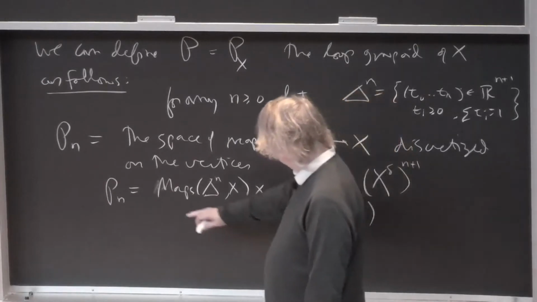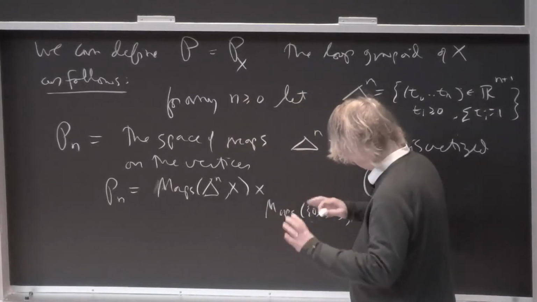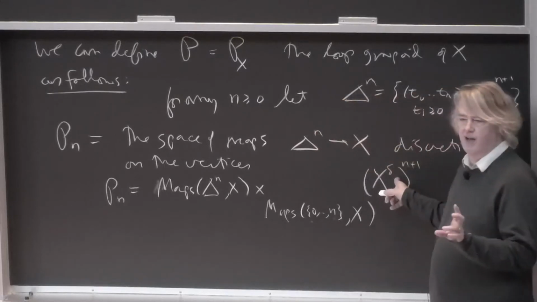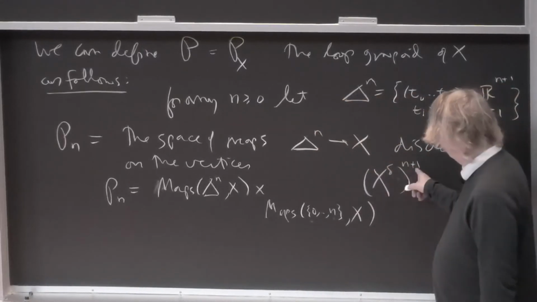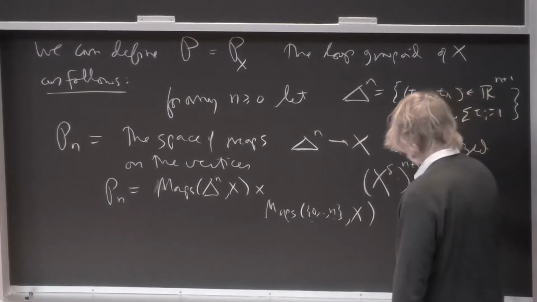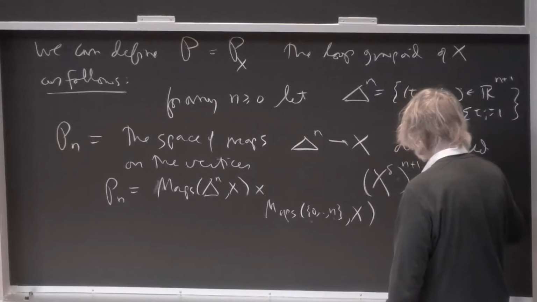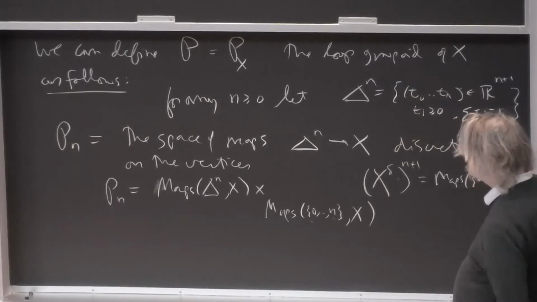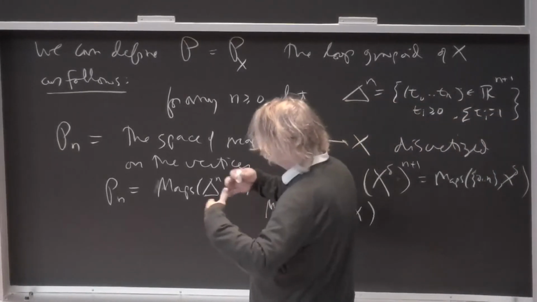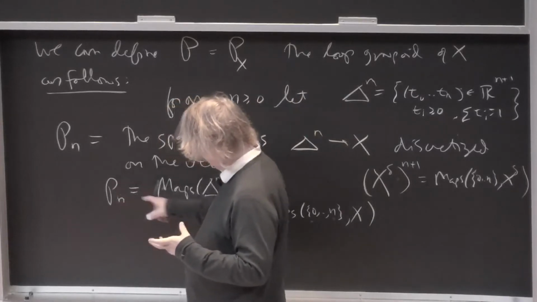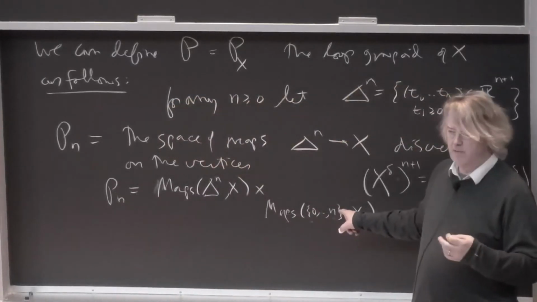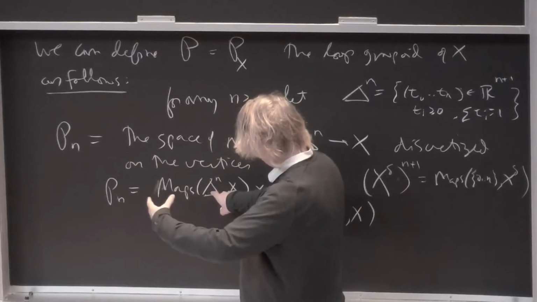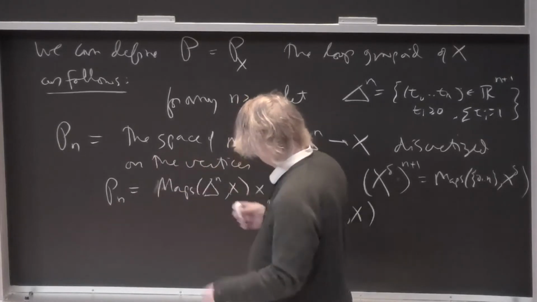So these are actual topological spaces. This is the space of maps, this is the space of maps on the vertices, and this is the discretized set of points, X^(n+1). So this is maps from {0,...,n} into X. That's what I mean by discretized on the vertices. When you vary a continuous family of points inside here, it always has the same vertices. It's a continuous family of maps from the simplex into X, but the vertices are supposed to stay constant.